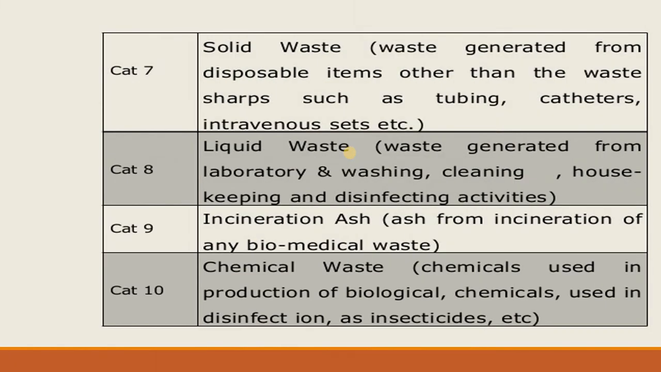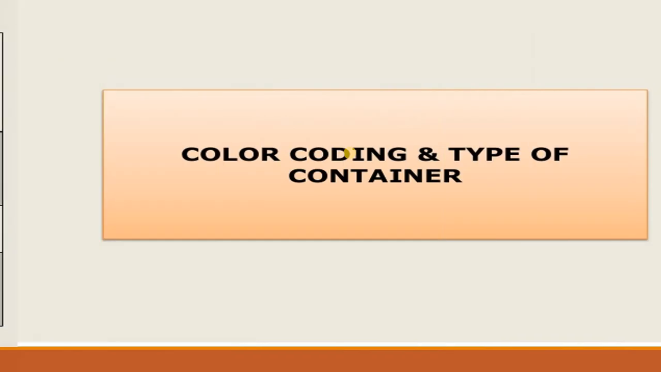Category 7: solid waste generated from disposable items other than needles and soft waste, such as tubing, catheters and intravenous sets. Category 8: liquid waste generated from laboratory and washing, cleaning, housekeeping and disinfecting activities. Next, category 9 is incineration ash from biomedical waste, and next one is category 10: chemical waste, chemicals used in the production of biologicals, chemicals used in disinfectants and insecticides.